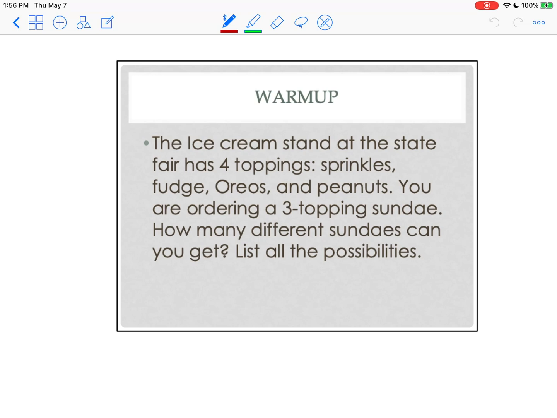Let's list all the possibilities. Just like last time, we could have gotten sprinkles, fudge, and Oreos. We could get sprinkles, fudge, and peanuts. We could get sprinkles, Oreos, and peanuts. We could get no sprinkles, just fudge, Oreos, peanuts. Let's see, what else is there? Are there any other combinations?